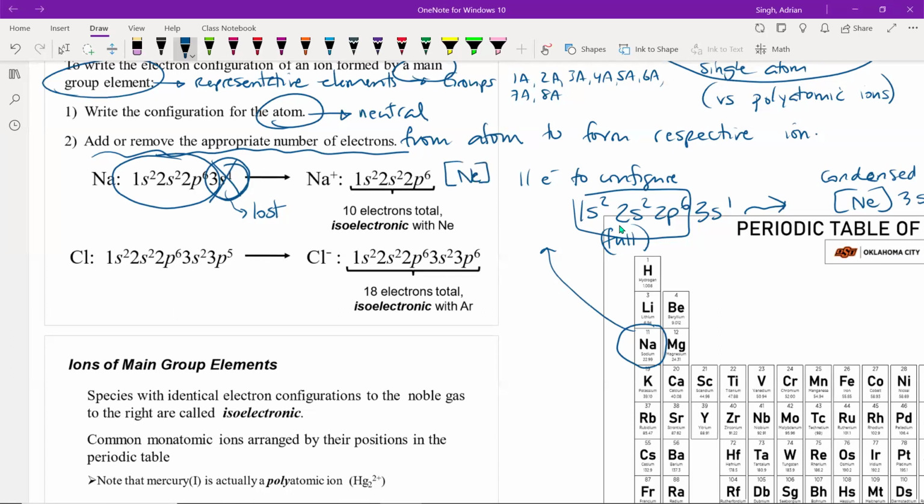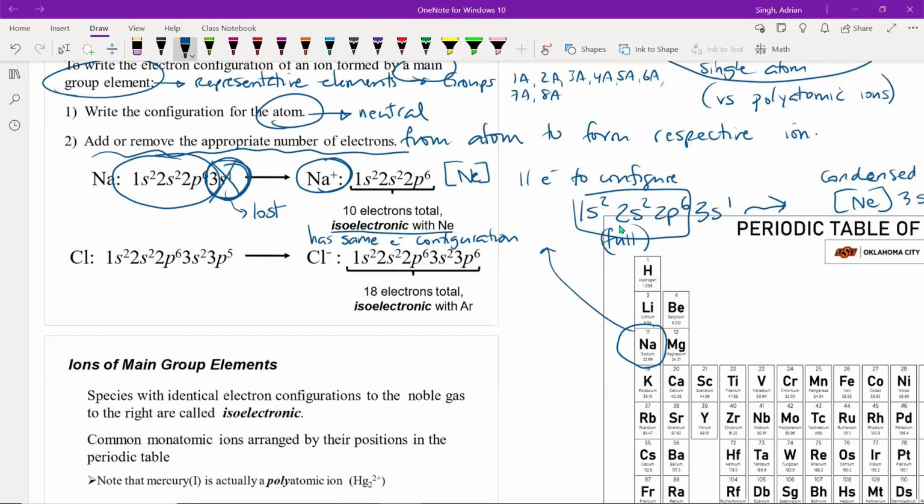So what we say then is that the sodium species, the sodium ion that forms, which is Na+, because now we've lost that one electron, this 3s1 electron, is isoelectronic with neon. Isoelectronic meaning it has the same electron configuration. It's not the same atom, it's not the same element, obviously, but it has the same number of electrons, and they will be configured the same way.